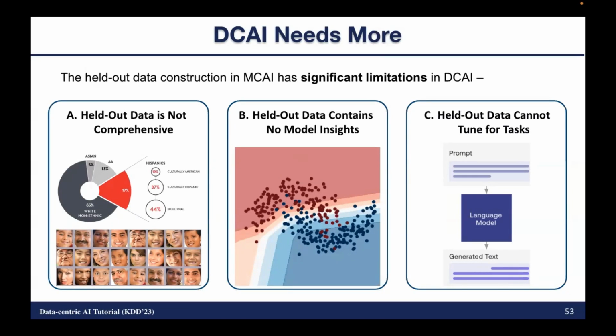And also for the hand-crafted data, we can only know whether your model gets a better validation error or a better test error, but we can never know what kind of mistakes happen here. So basically, we want to know more insights through the data, and that is what hand-crafted data cannot provide. And the third part is that hand-crafted data cannot be tuned for tasks. Those are just static ones, and as humans, we cannot manage to tune them for the downstream task. And this is the third limitation, which we definitely need to address in data-centric AI.